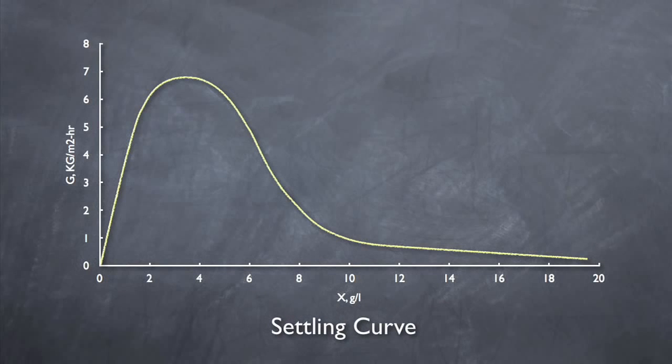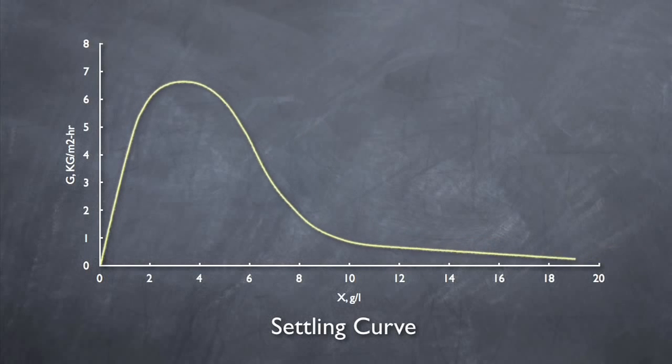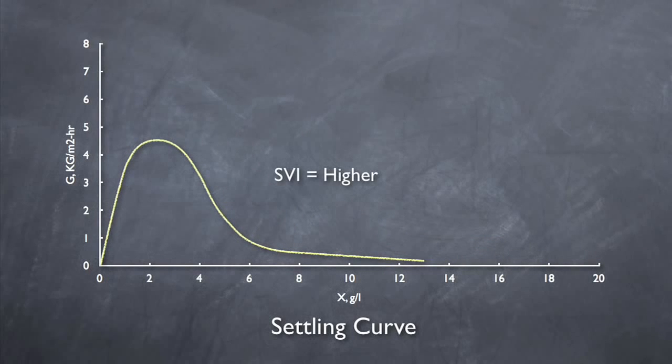The first component is the settling curve. This curve is developed by performing velocity settling tests at various concentrations of mixed liquor on site. However, empirical equations based on the sludge volume index, SVI, have been developed and are plenty accurate for deriving this curve. A smaller SVI, which represents faster settling, results in a larger settling curve. A higher SVI, which represents slower settling, results in a smaller settling curve.